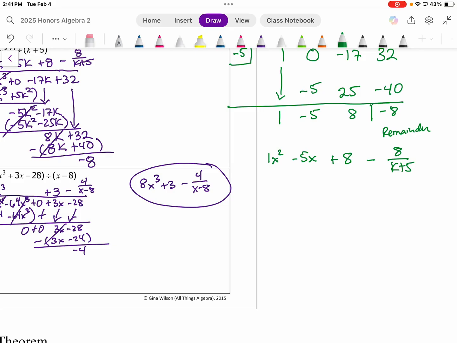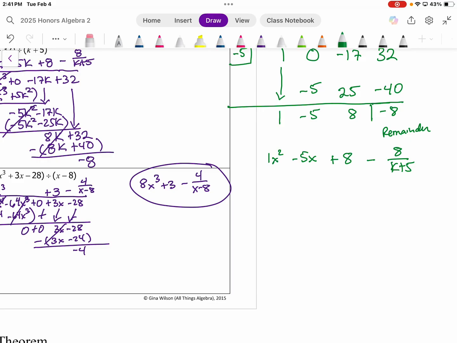If one of those happens to be a 0, then I don't have that x. I would skip to the next one. So if the negative 5 was a 0, we would just say x squared plus 8 minus that. Like this last one over here, we're missing the x squared and the x to the first power.